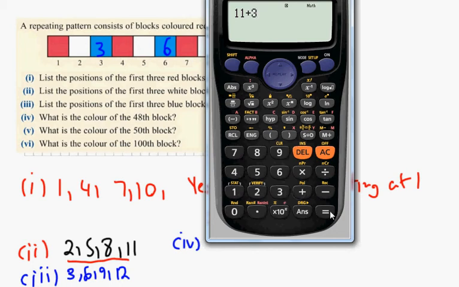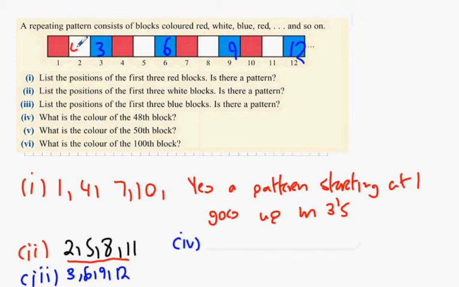11 plus 3 is 14, plus another 3 is 17. These are all whites. 20 is white, 23 is white, 26 is white. I keep going until I get close to 48. And where do I stop? 47. This means that the 47 block is white. What does that mean about the 48? 48 comes after 47, therefore it must be blue.